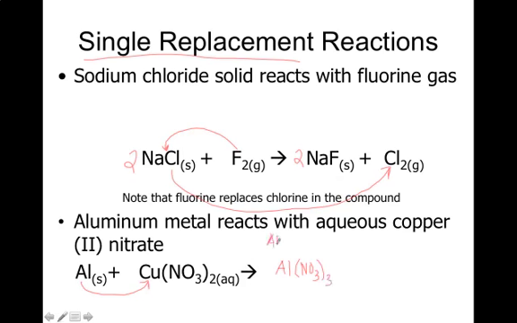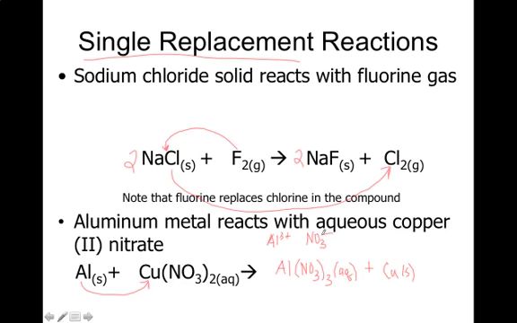Aluminum, 3+, nitrate, one of the polyatomics you have to know. When they crisscross, they become aluminum nitrate, and that is going to be aqueous because it's got water in there and nitrates dissolve in water, but we're going to get out some copper solid. Okay, copper solid comes out.